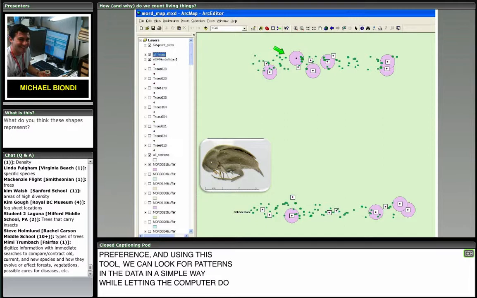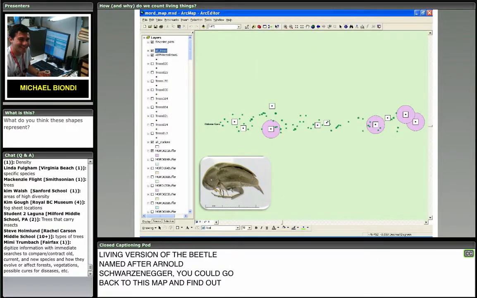So Michael, this is pretty amazing. Earlier Terry talked about if you wanted to go back and find a living version of the beetle named after Arnold Schwarzenegger, you could go back to this map and figure out where the likely residence of this beetle might be. You could go exactly to the same tree. It's like an address book, a phone book of beetles. Exactly, pretty amazing. It's using the technology to make it easier.